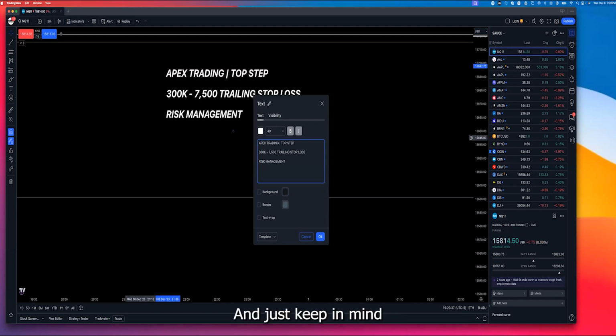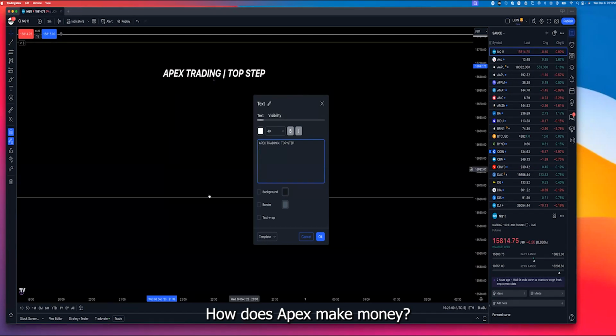Just keep in mind that for you to reset your evaluation account back to the initial state, you have to pay $50 every single time. I hope everybody understands the business models behind the prop firms. Yes, it's OPM, it's leveraged capital, but you got to understand this. How does Apex make money? Apex and Topstep, they make money by you losing. Yep. They want you to lose. That's the only way they make money.